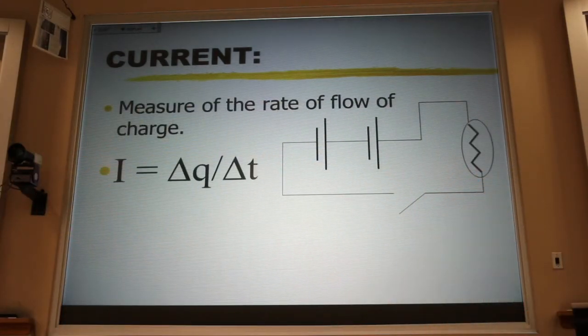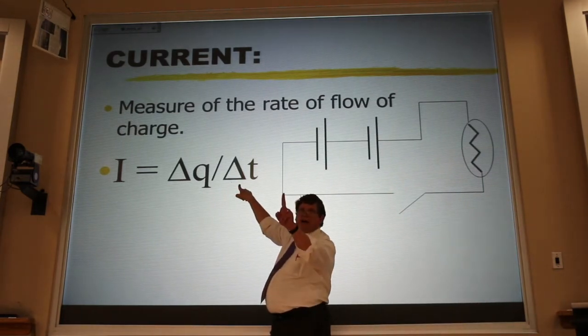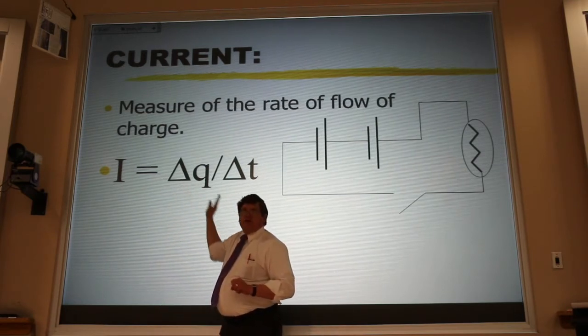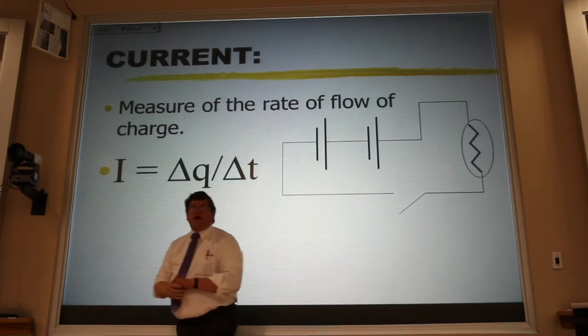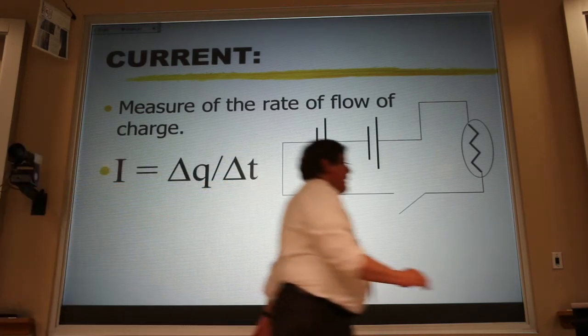If I use the definition here, if you replace delta T with 1 second, the current is just how much charge in coulombs goes across that red line. Okay?